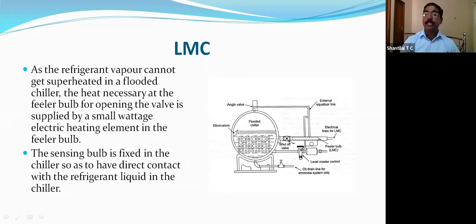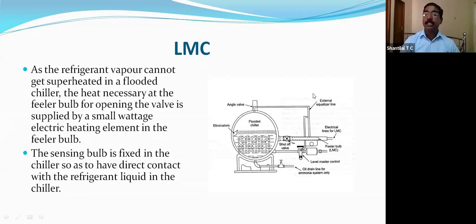Then, in the thermostatic expansion valve you learned about an equalizer. Like that, here also an equalizer will be there. This is the equalizer connection. That equalizer connection is connected to the below of this diaphragm, and one point also comes to this line. So this is the construction of the level master control.